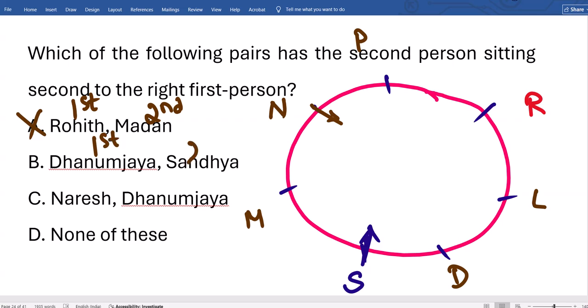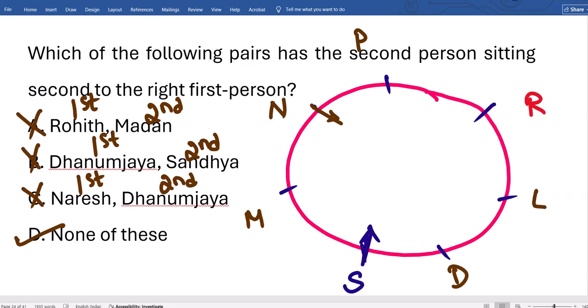Next, first person. This is second person. Is Sandhya second right of Dhananjay? Dhananjay second right is Rohit. Wrong. Then this is first person. Wait, second person sitting to the right of first person. Dhananjay is second right of Naresh? No, Naresh second right is Sandhya. We have to go for the option none.